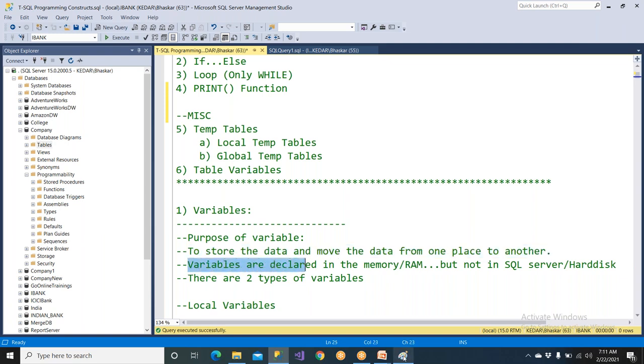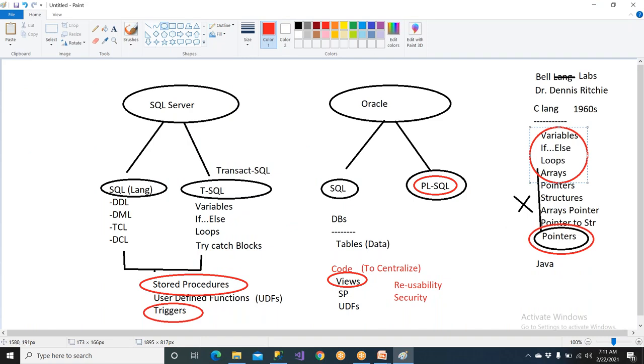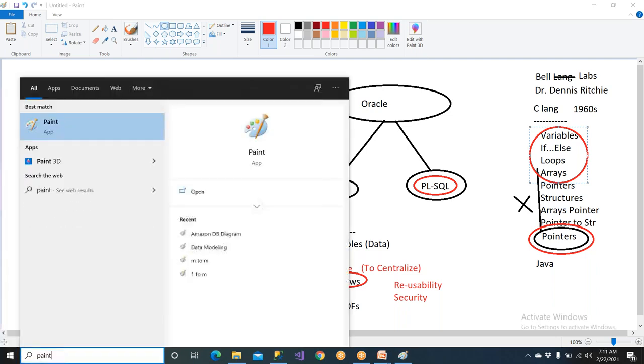For example, you have to write a C program, right? A C program doesn't have any table. SQL Server has a table, but C language cannot store data. Day one, I told you, right? But how do you give data?